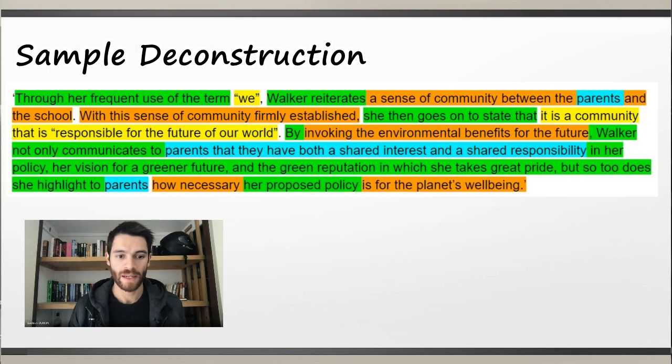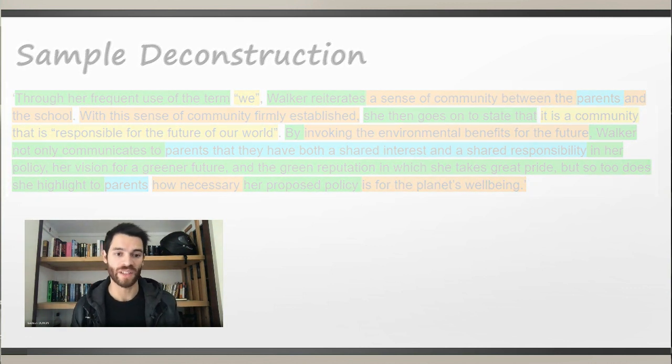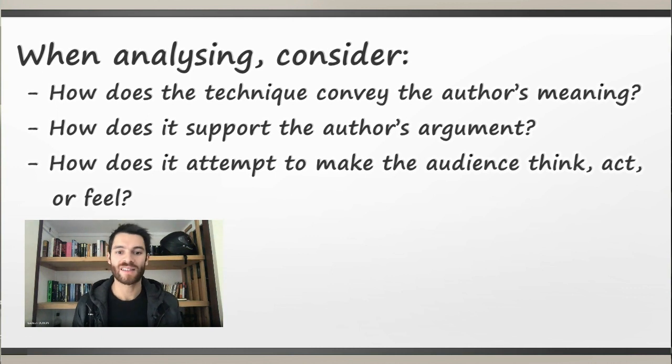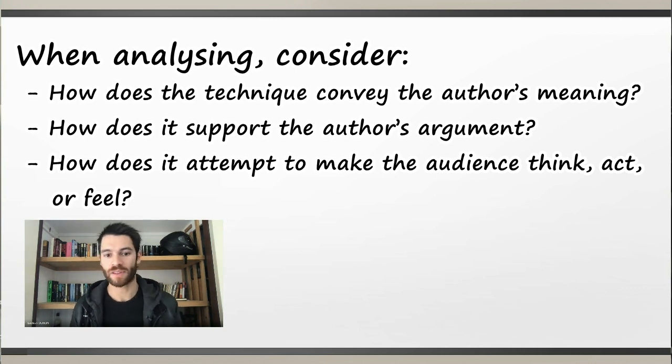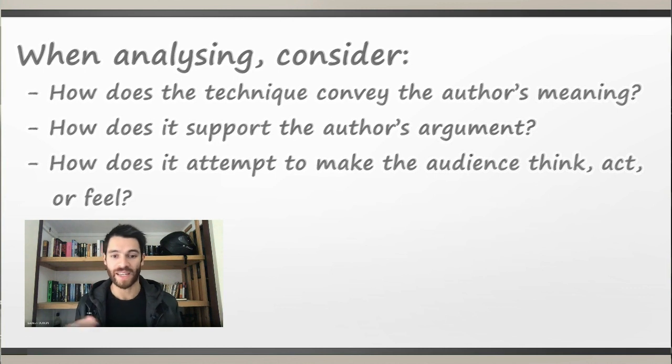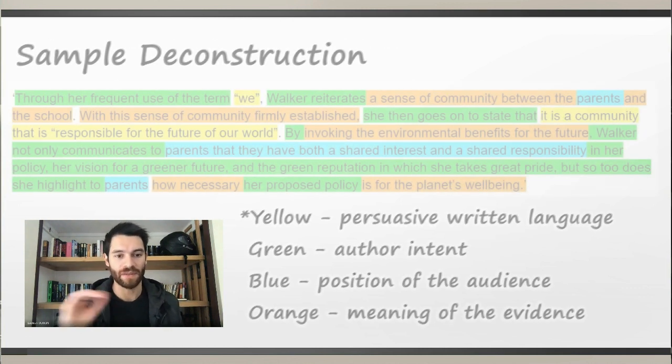So remember, analysis is about the 3 A's: author, audience, and argument. When you're analyzing, you're linking to one or all of these things. So you've got to ask yourself, how does the technique convey the author's meaning? How does it support the author's argument? How does it attempt to make the audience think, act, or feel? These are the questions that you need to be asking yourself. These are the questions that you need to be answering before what you write can be considered meaningful and relevant analysis. Now, again, you don't have to answer all of them all the time. Just make sure that by the end of a body paragraph, you've linked to all 3 at some point. Now, in this sample, I've color-coded those things.